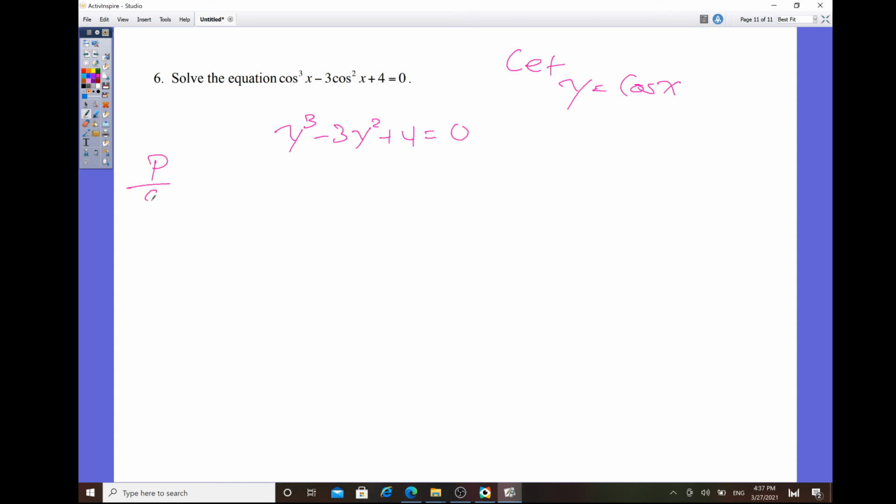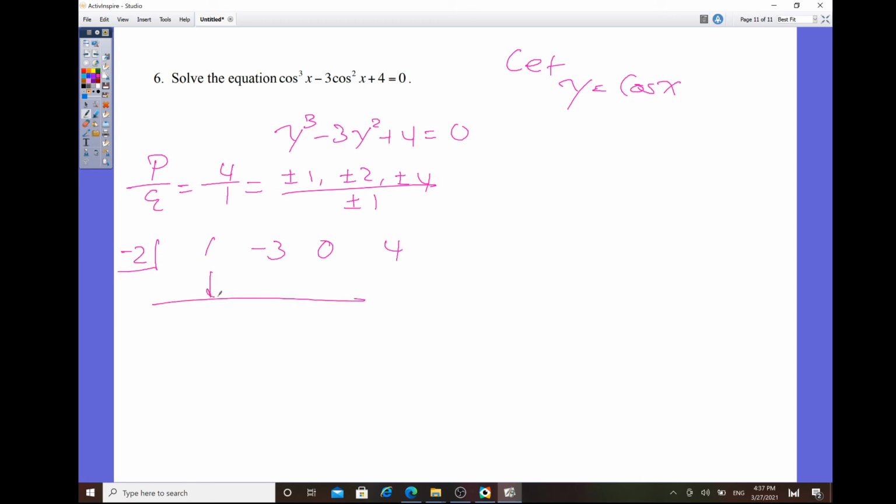So p over q. So 4 over 1, so plus or minus 1, plus or minus 2, plus or minus 4, and then the denominator plus or minus 1. And then synthetic division. So we got 1, negative 3, y to the first power is missing, so that's 0, 4. And then let's start off with the even number. So let's start off with negative 2.